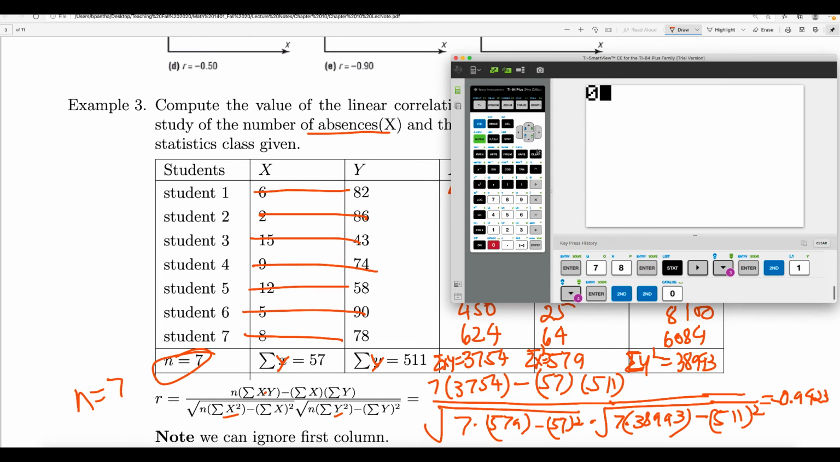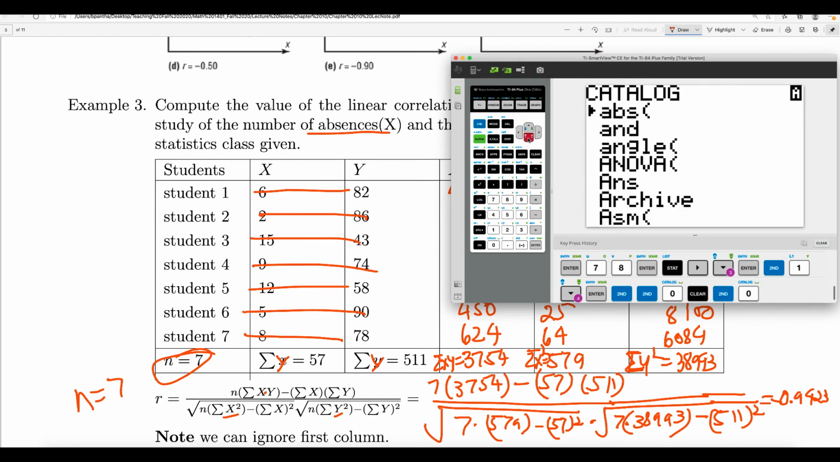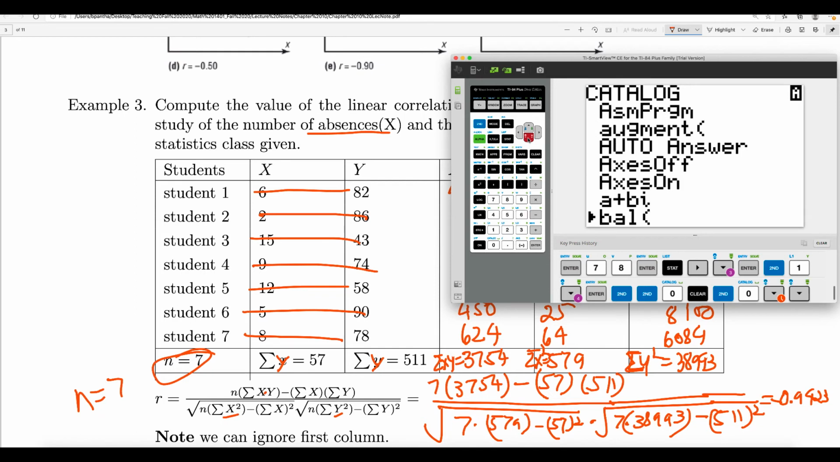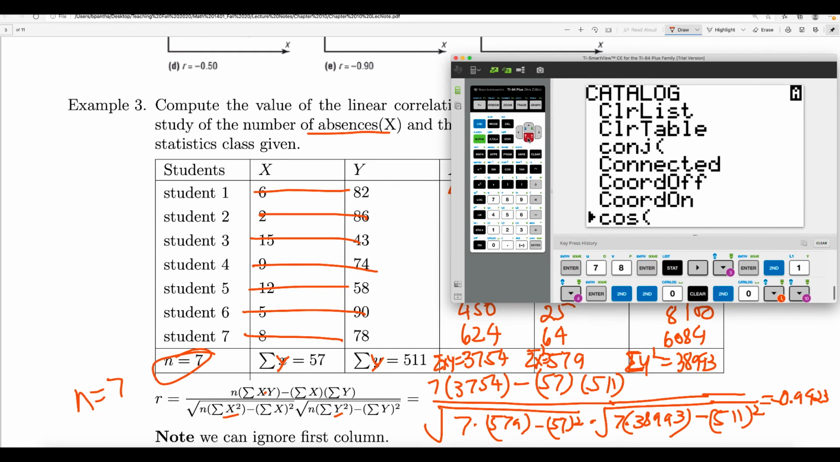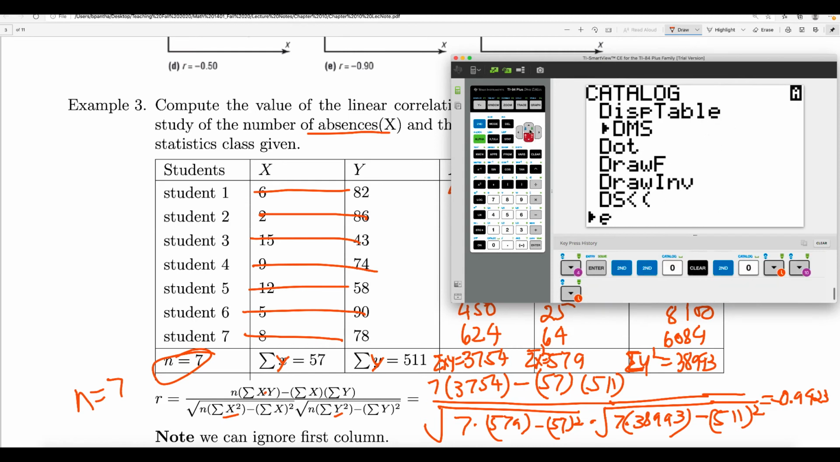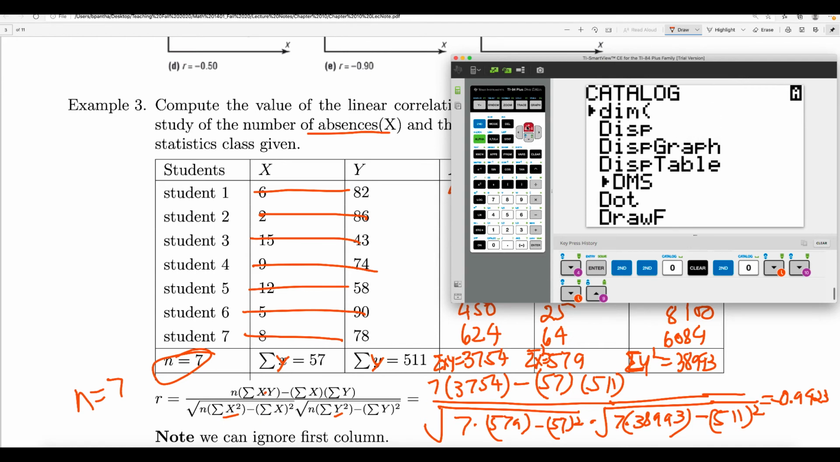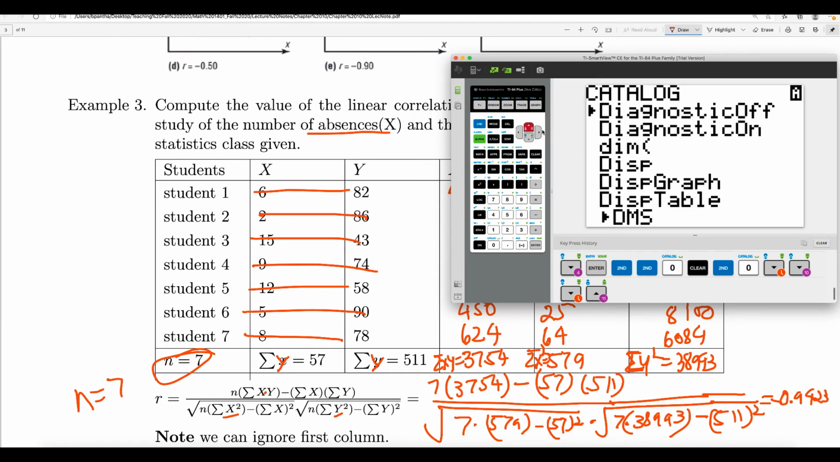It will give you all the catalog values. So scroll down by clicking the downward button. Scroll down, and then you will see diagnostic. Okay, so diagnostic. Did I pass that already? So let's see. Look at that, diagnostic off and diagnostic on. So you need to pick diagnostic on and hit enter.